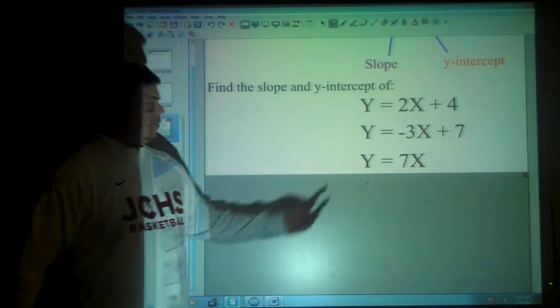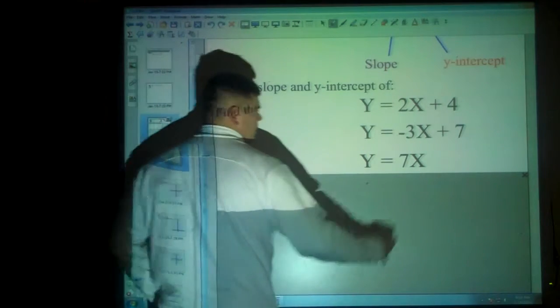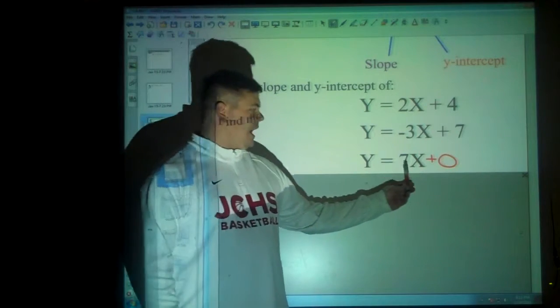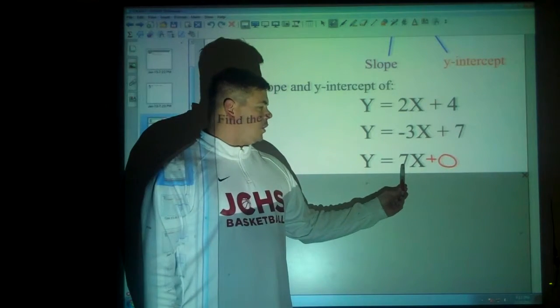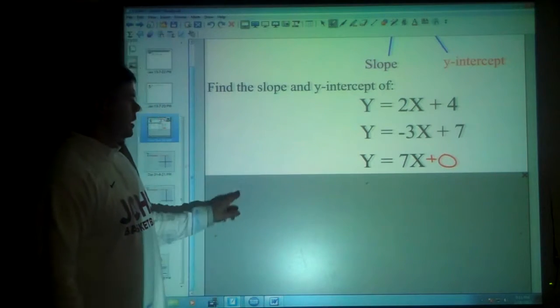If you just see y equals mx, there's no difference between that and this, so you now have y equals mx plus b. So our slope is 7, or 7 over 1, and our y-intercept is 0.